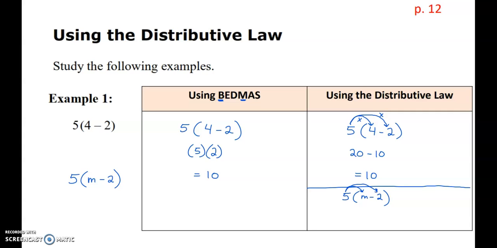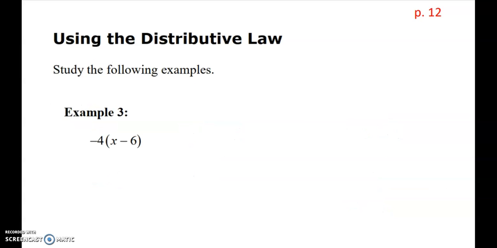So 5 multiplied to m is 5m. Remember that the coefficient of m is 1. It's invisible, so it's really like 5 times 1, one of the m's. And then we can distribute 5 times negative 2, which is negative 10. So if we want to get rid of the brackets and simplify this expression, we can distribute the 5 to both terms inside the brackets. When you use the distributive law, you need to be careful with your signs and remember your integer rules.